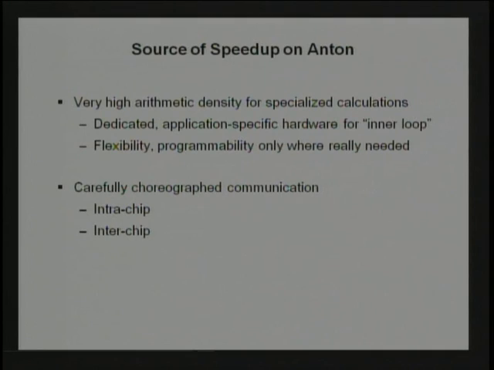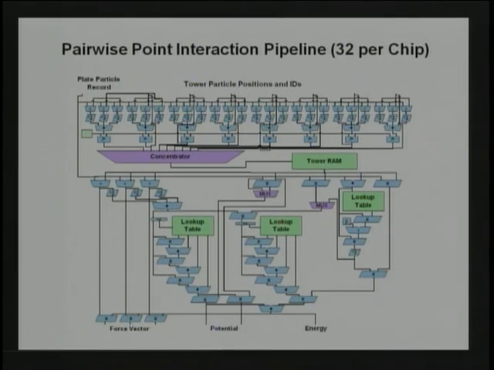On an ordinary x86 single core processor, the vast majority, all but a few percent, is actually things other than the arithmetic. And with the Anton chip, the vast majority is actually doing useful computation for MD, not for other things. And then the other is carefully choreographed communication between the chips and within the chip.